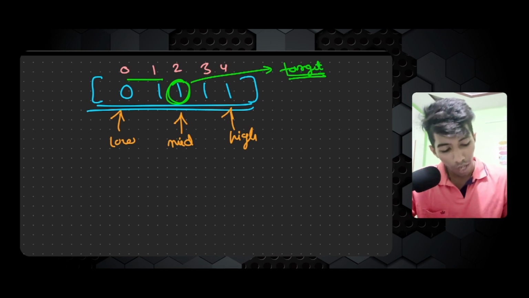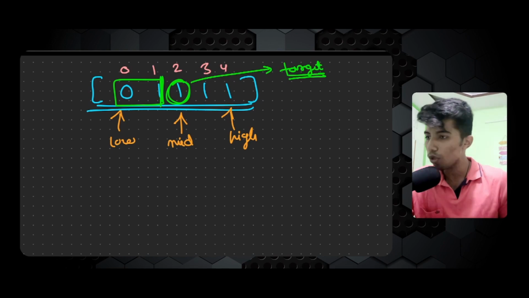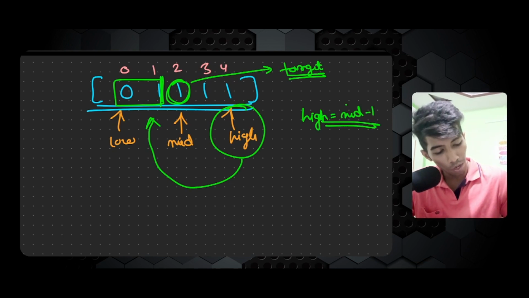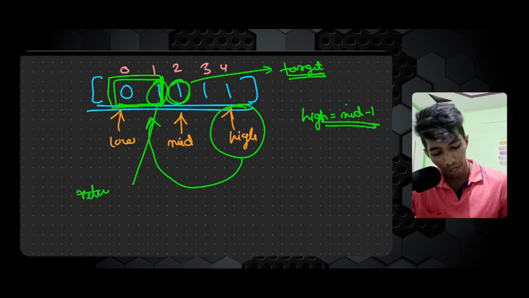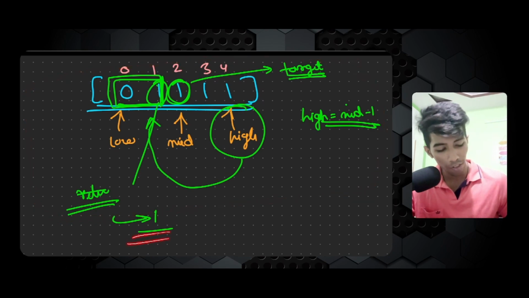Then we will check whether 1 appears in this particular array or not. So for that, I will shift my high pointer over here. My high will be mid minus 1. And then I will check if 1 appears in this array, then I will return that particular index. So in this case, 1 will be my answer, which I will be returning from that complete binary search.